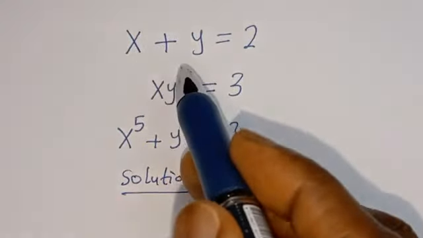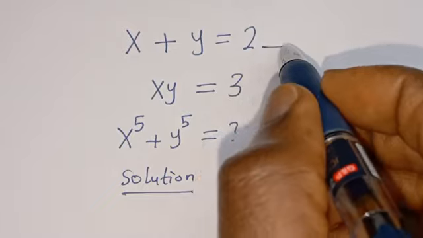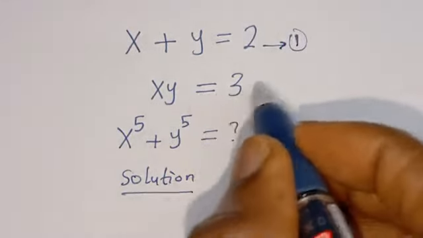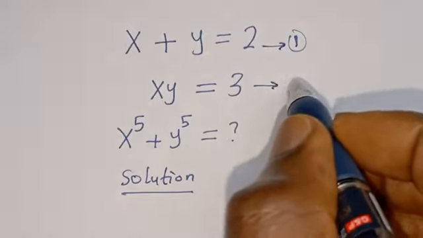Now, x plus y is equal to 2. Let's call this equation 1. xy is equal to 3. Let's call this equation 2.